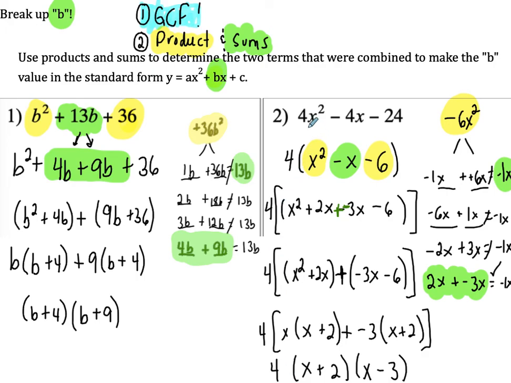If you had forgotten to factor out the 4 at the beginning, you would still end up with a 4 inside of one of these parentheses. So you might have 4x plus 8 times x minus 3, or you might have 4x minus 12 times x plus 2. And that would not be fully factored. That would be a partially factored term, and we like to have our prime factors so we know what all the pieces are.